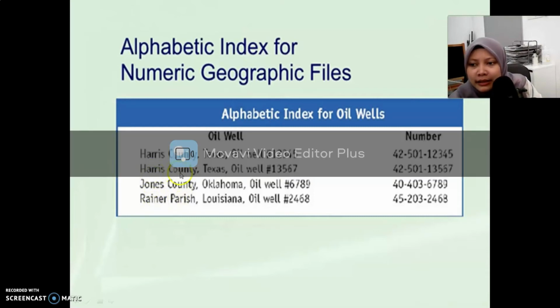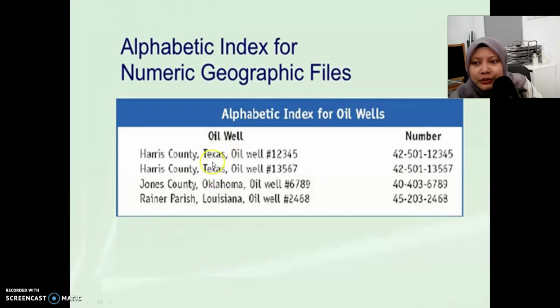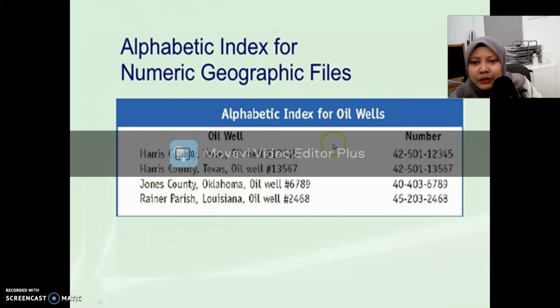Okay, Harris County. But the difference is here, they have the two names here. This is from Texas, the country name or the state name, and then followed with the other subdivisions of the geographic, and there will be the postcode, etc. Plus with that, for the alphabetic index here, they add geographic with the numeric.